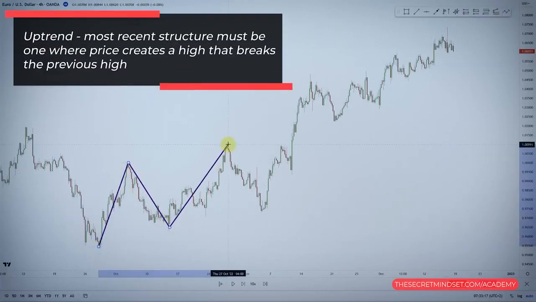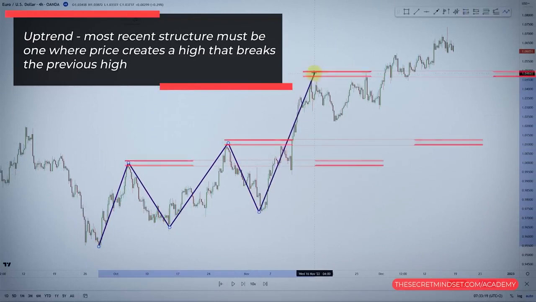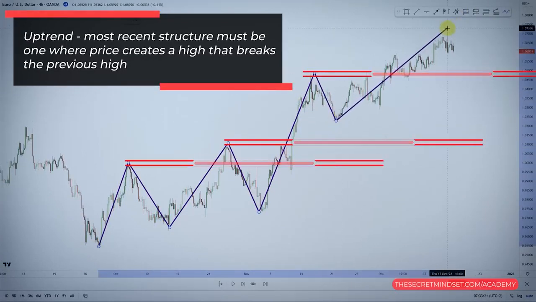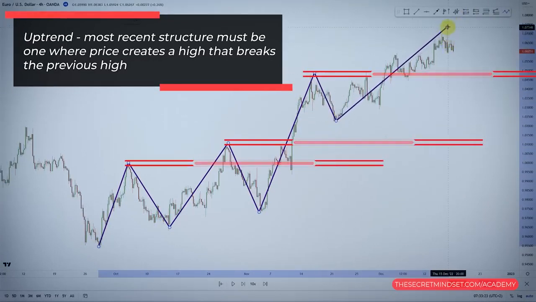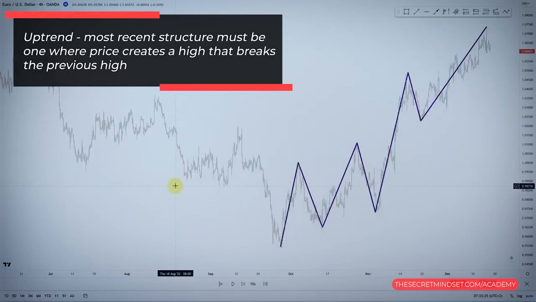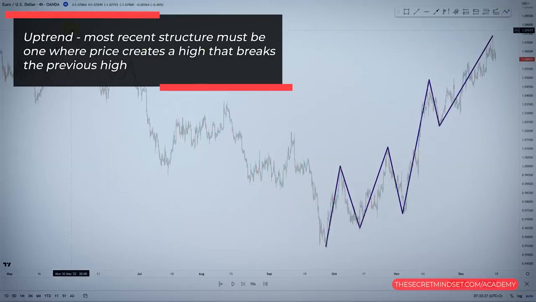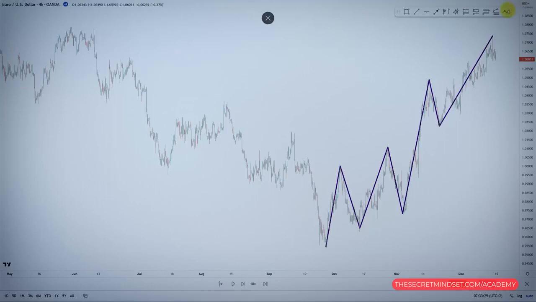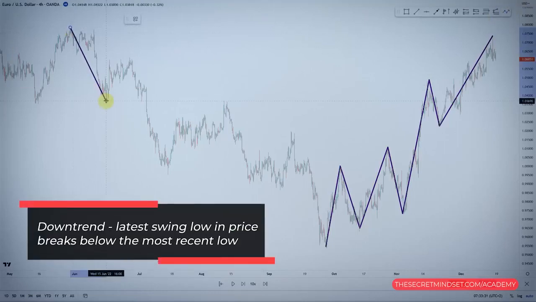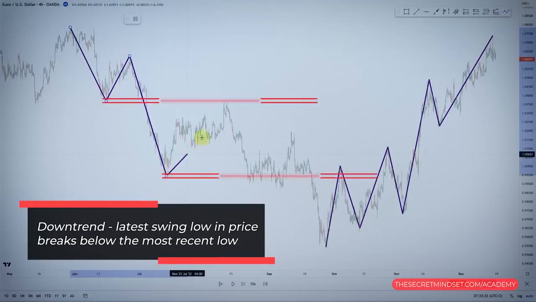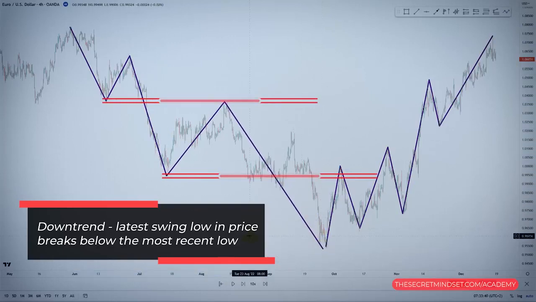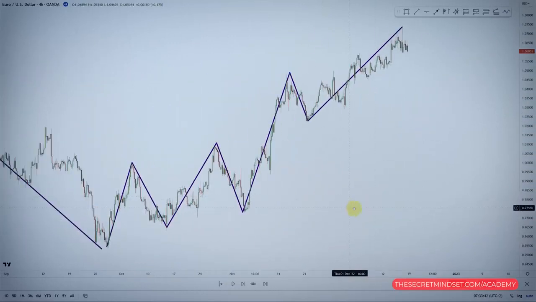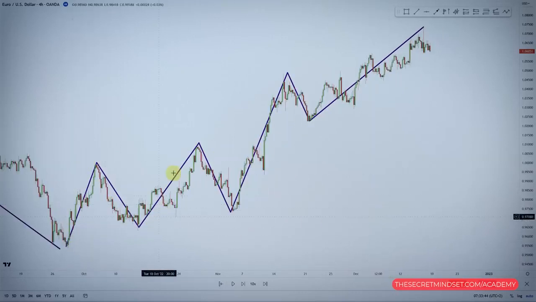For a market to be in an active cycle, its most recent structure must be one where price creates a high that breaks the previous high. This is the case of a bullish cycle. A down cycle will be established if the latest swing low in the price breaks below the most recent low. In this example, you can clearly see the market in an upcycle phase with higher highs and higher lows.